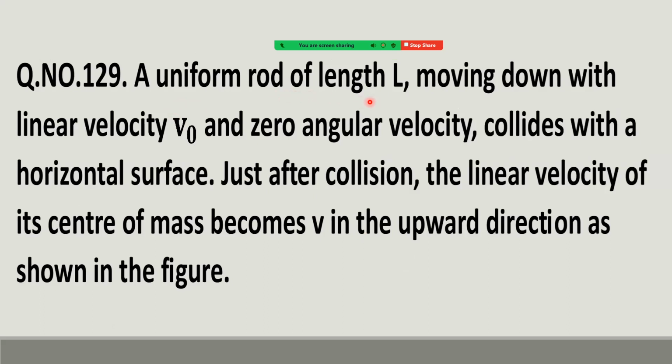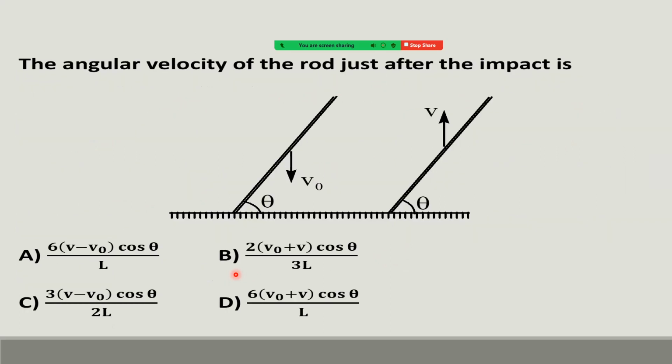A uniform rod of length L moving down with linear velocity v naught and zero angular velocity collides with a horizontal surface. Just after collision, the velocity of its center of mass becomes v in the upward direction as shown in the figure. The angular velocity of the rod just after the impact is. We can see the diagram here: a rod having only velocity, there is no omega before collision, v naught, it is now v after collision. So we have to find the omega value. Let us see how to start.